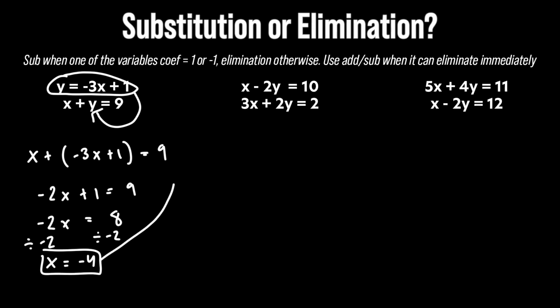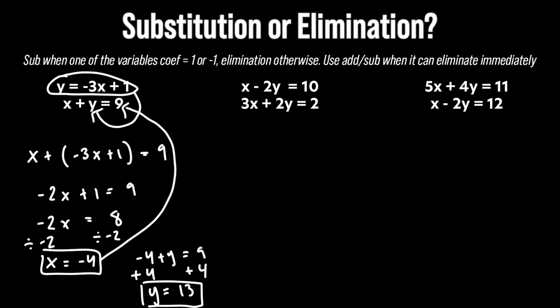Again, we have to plug in x back into one of the equations to solve for y, so we'll do the second one here, because it's a lot more simple. So we're going to have -4 plus y is equal to 9, and after adding 4 to both sides of the equation, we're going to get that y is equal to 13. So our ordered pair is going to be -4, 13.